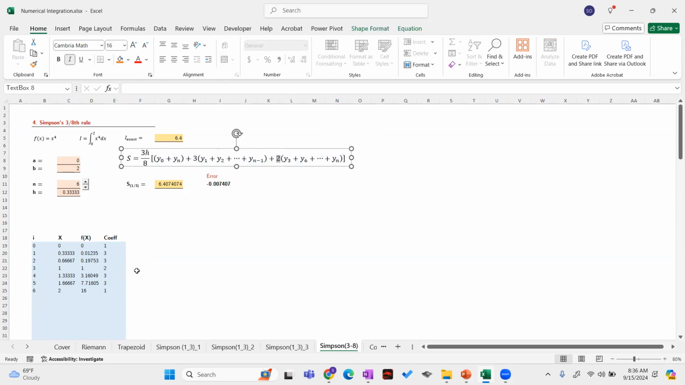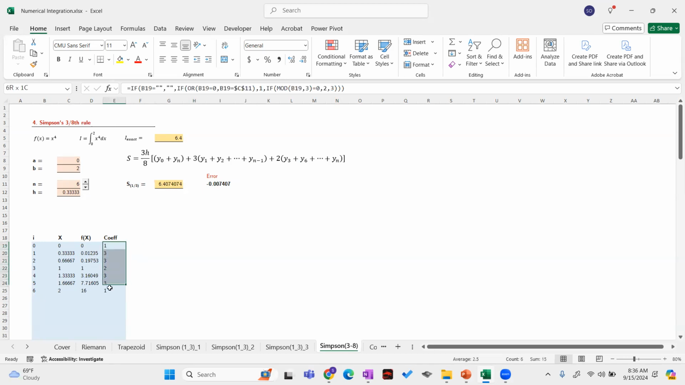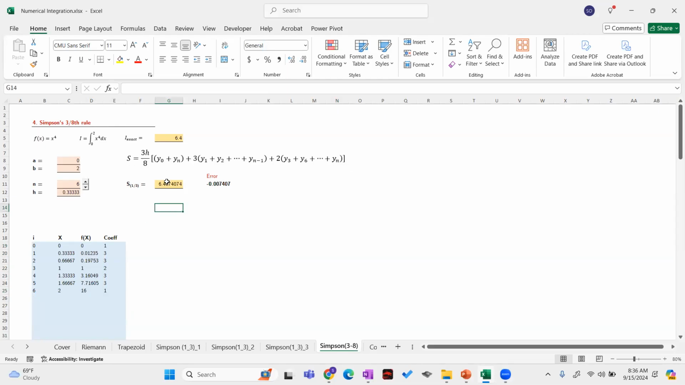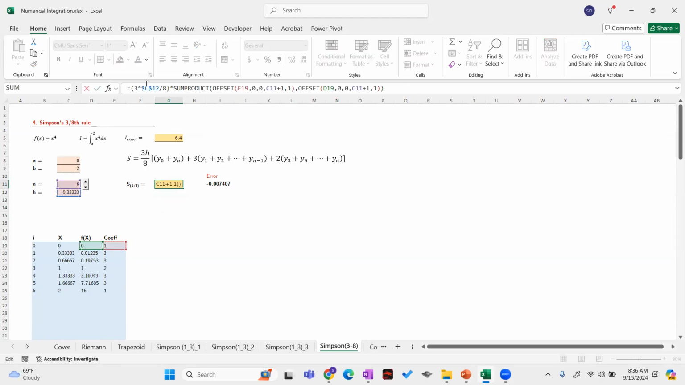Okay, and this process continues. And then take a sum product of the coefficients and the heights. That will give you the term inside this bracket. Then finally multiply by 3h by 8. That is what I have done. All right. So this gives the approximation for the area under the curve.